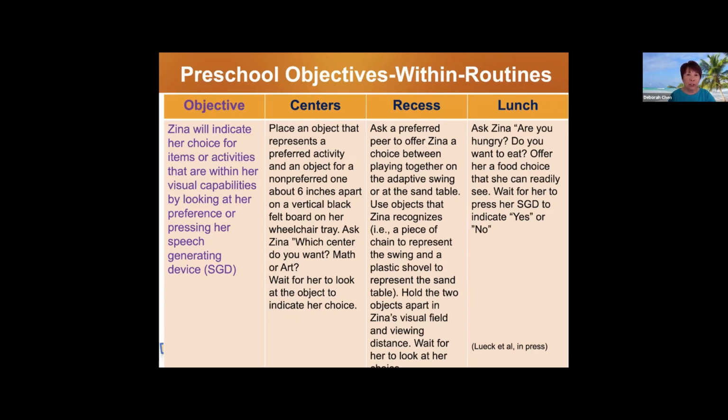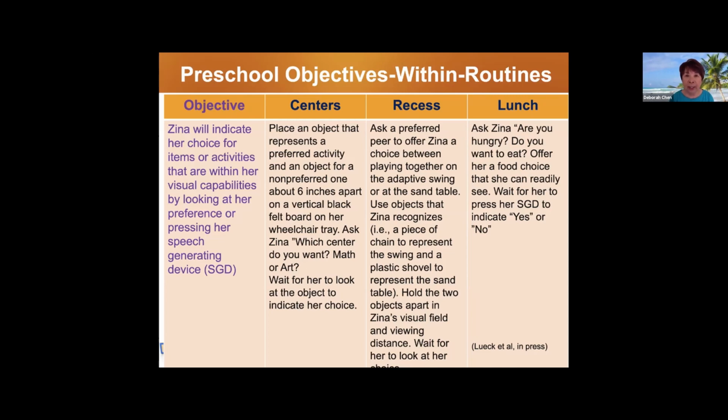So at centers, which is the activity-based curriculum here, the teacher will place an object that represents a preferred activity and an activity that's a non-preferred one about 6 inches apart on a vertical black felt board on Zena's wheelchair tray, and ask her, what center do you want, math or art? And wait for her to look at the object of her choice.